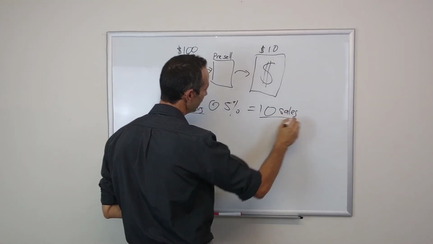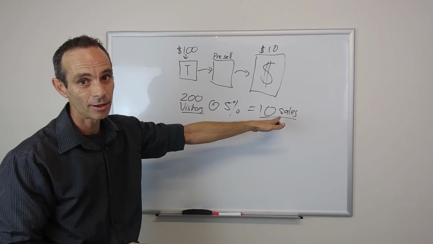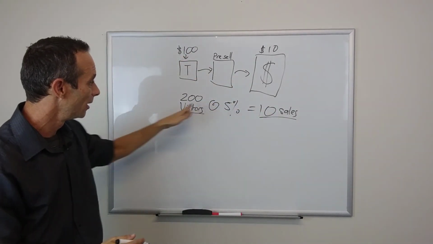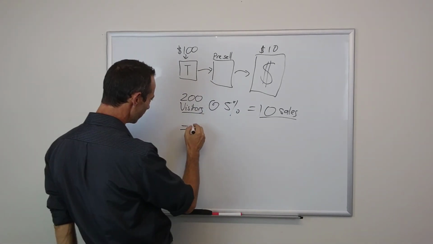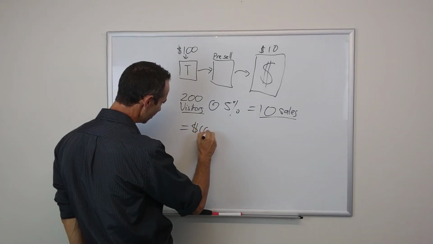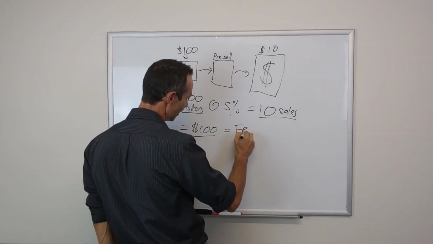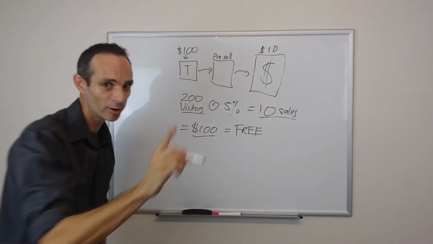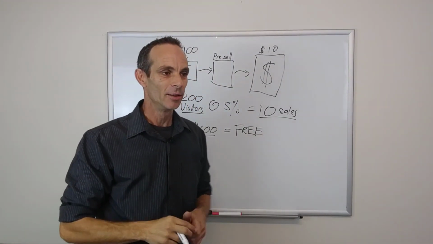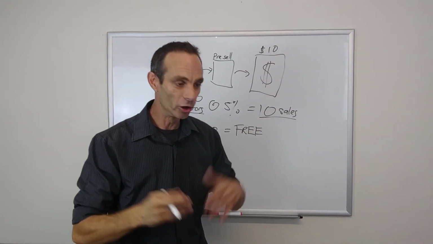Okay, so we've just produced 10 sales. Now, if we're getting $10, we've made 10 sales, we spent $100, now we're breaking even. So basically we've just made ourselves $100, which equals basically the leads were free, right? So those leads were free, but this is where it gets exciting. This is where those bigger affiliates earn a lot more money, right?